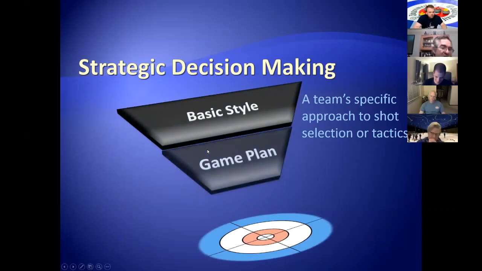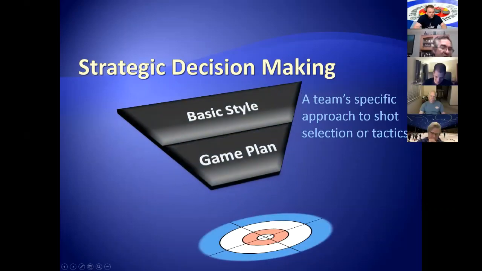So there's a team-specific approach to shot selection or tactics. So we have the broader style. That's our high end of the funnel, is what is our team's style? Are we a hitting team? Are we an offensive team? Do we like to play taps, things like that? A game plan, which is our plan for the specific game rather. How are the ice conditions? What does our opponent play like? Things like that. And then of course the end goal. What does the scoreboard dictate? Are we in the early part of the game, the later part of the game? Those kinds of things will help determine the end goal.